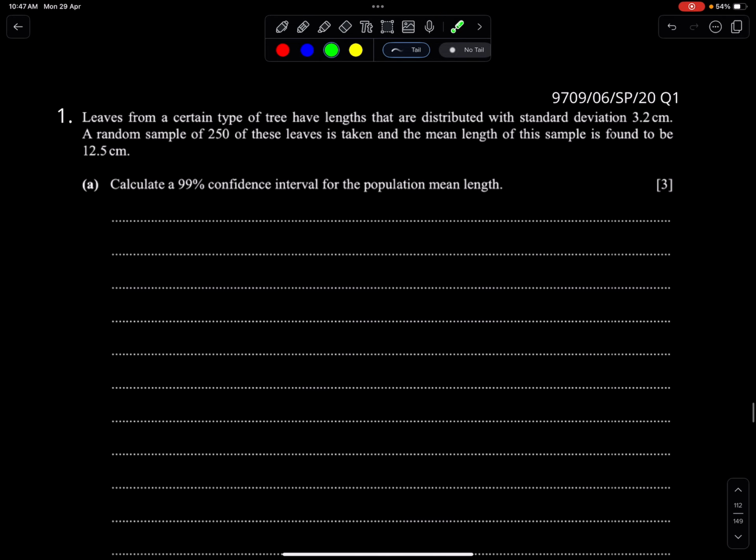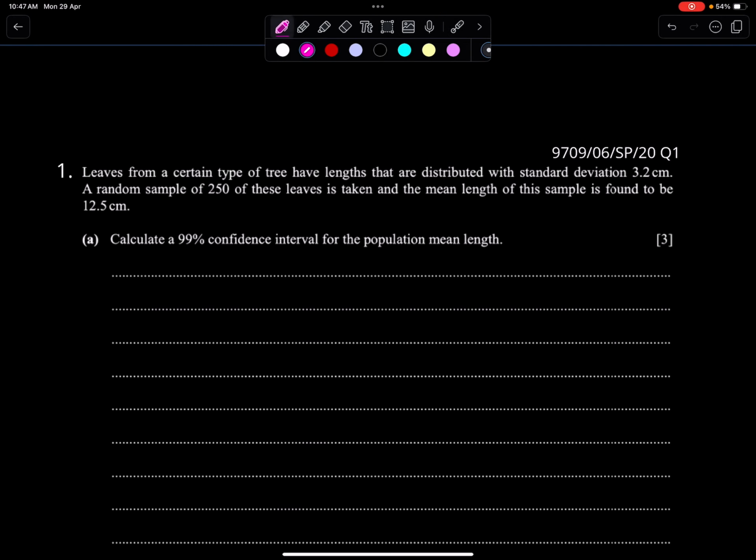This is the example question of case B. This question is from specimen 20, paper 6, question 1. Leaves from a certain type of tree have lengths that are distributed. See, the name of the distribution is unknown. It is not mentioned that the distribution is normal. So this means unknown population. Population is always denoted by capital X and distribution of sample mean is always denoted by x bar.